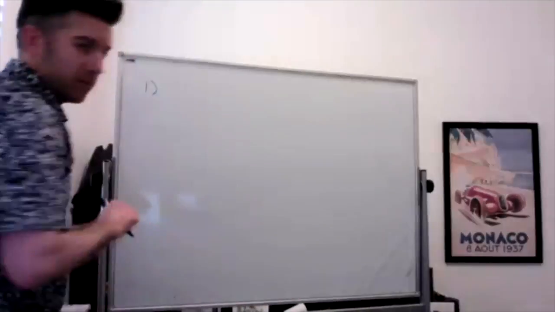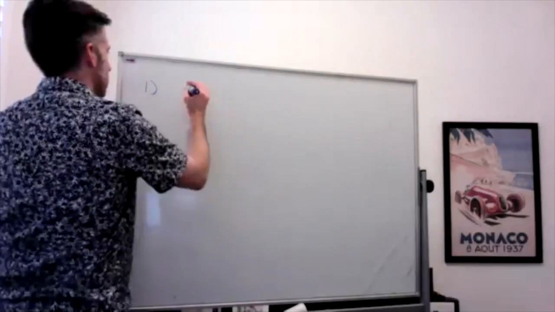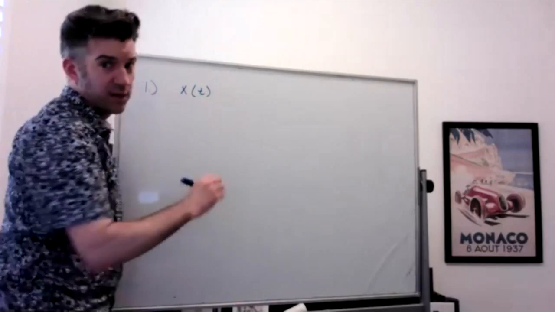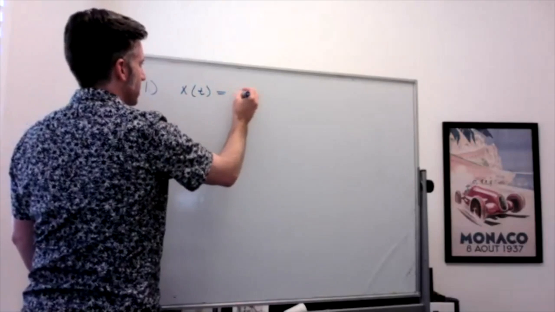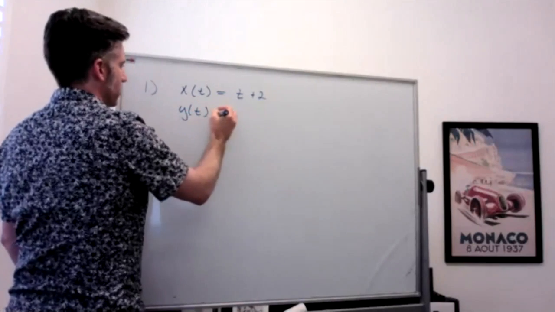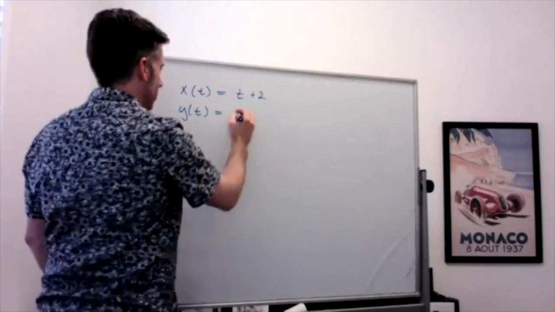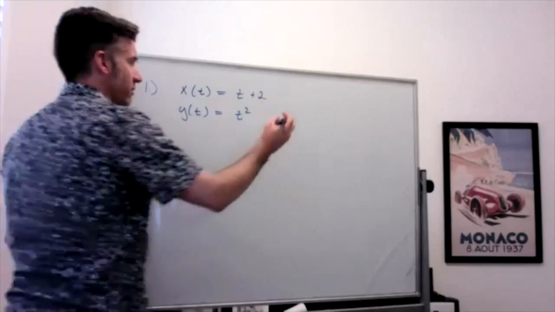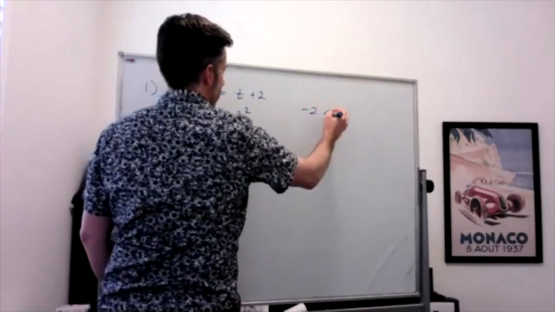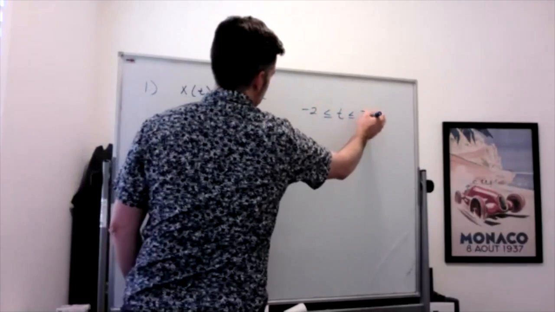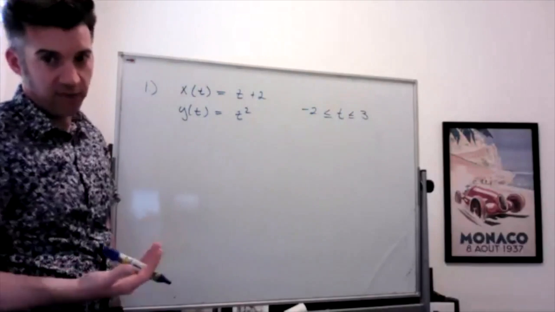So let's say we have these parametric equations. X, and you can either write x or x of t. X of t is equal to t plus 2. Y of t is equal to t squared. And we're also going to be given some domain restriction on t. T is between -2 and 3. And I would like to graph this.